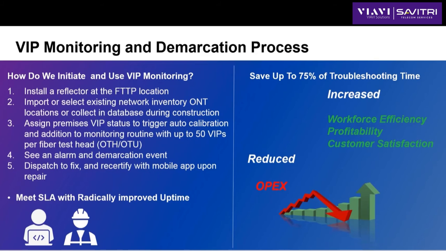So the goal here on the right is to save up to 50% or 75% of our troubleshooting time and ultimately reduce our OpEx so that we're not dispatching people, spending hours trying to find the problem. Instead, we're going to know the problem's there, find it remotely, and we're going to increase that efficiency, profitability, and customer satisfaction, because ultimately our VIP customers are going to experience much more security, better uptime, and less disruption to their business.